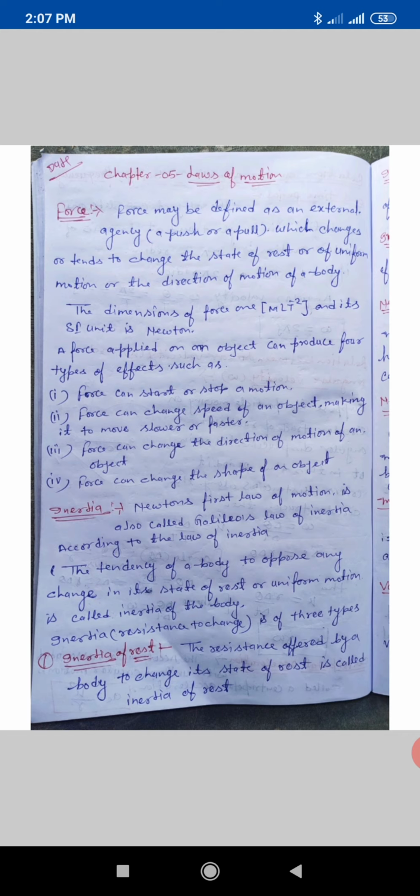And types of inertia, there are three types of inertia. Inertia of rest: the resistance offered by a body to change its state of rest is called inertia of rest. If you want to change the state of rest of a body by applying a force, then this body will remain in the state of rest. It will oppose the change in its position.